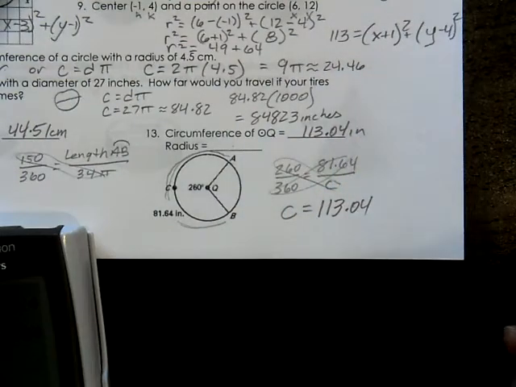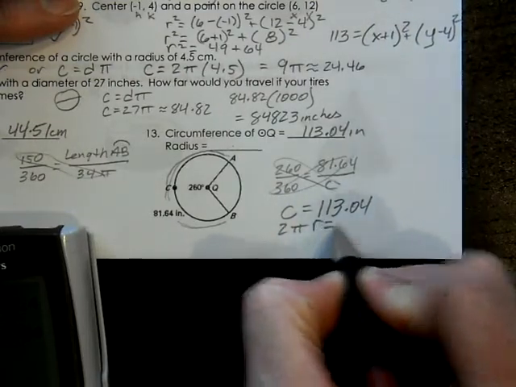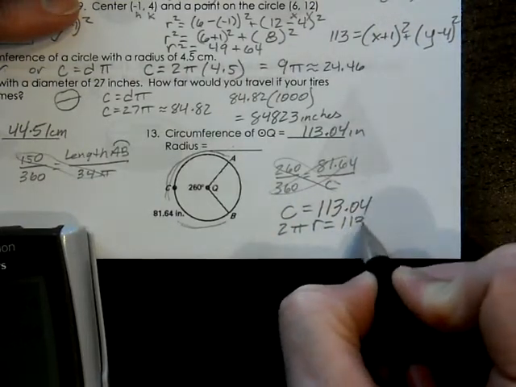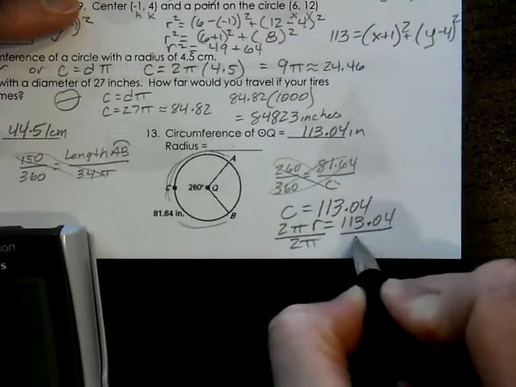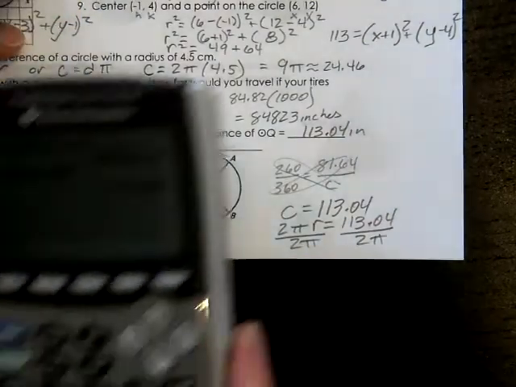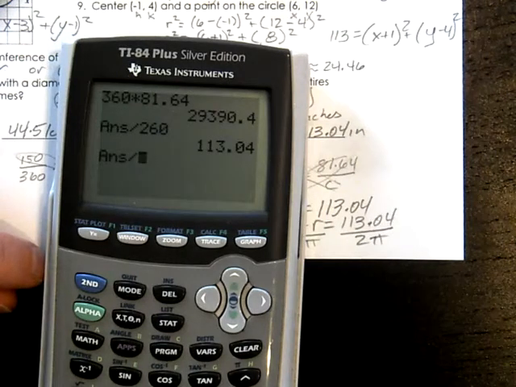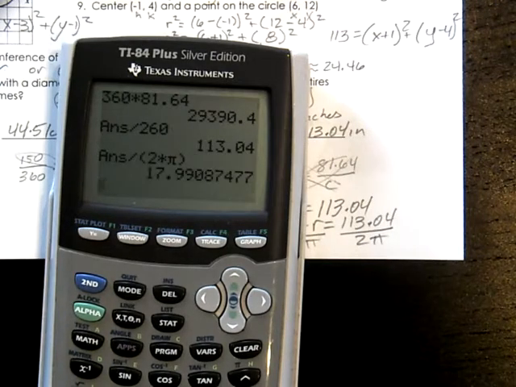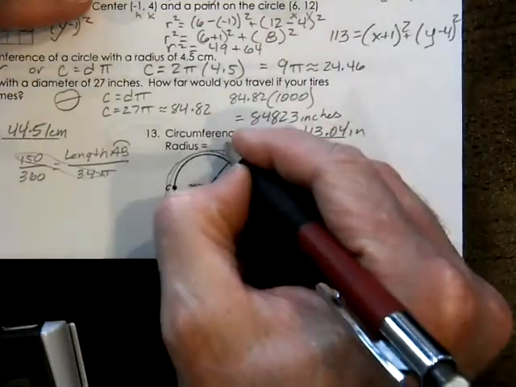So the radius, we know that 2 pi r equals the circumference, so we're going to divide by 2 pi to get the radius by itself. So we're going to take that amount, we're going to divide it. You have to use parentheses. 2 times pi. Have to use parentheses. 17.99, practically 18.